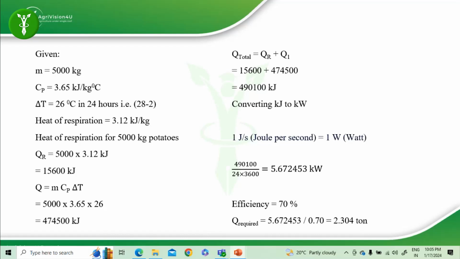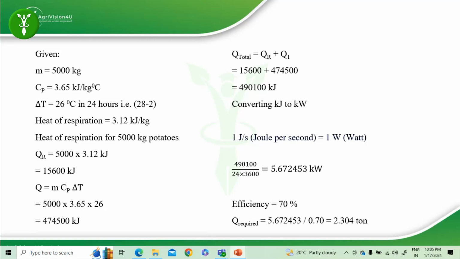We have been given the heat of respiration as 3.12 kilojoule per kg. So what will be the heat of respiration? Since this is on a per kg basis, for 5000 kg of potatoes the heat of respiration will be multiplied by 5000. So 5,000 into 3.12 will be 15600 kilojoule. That is the heat of respiration.